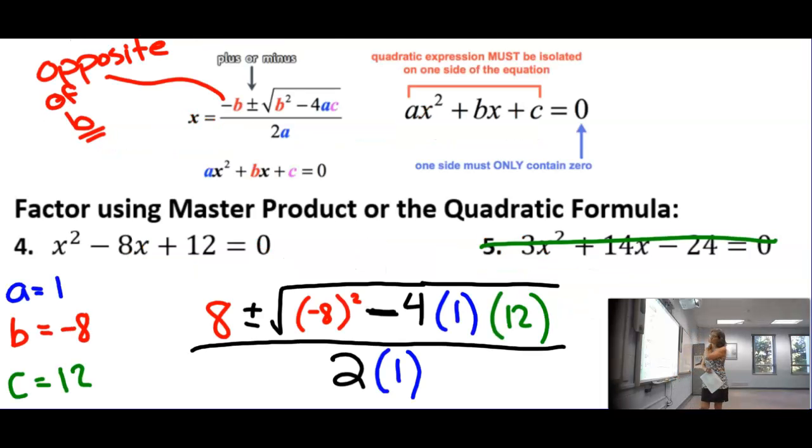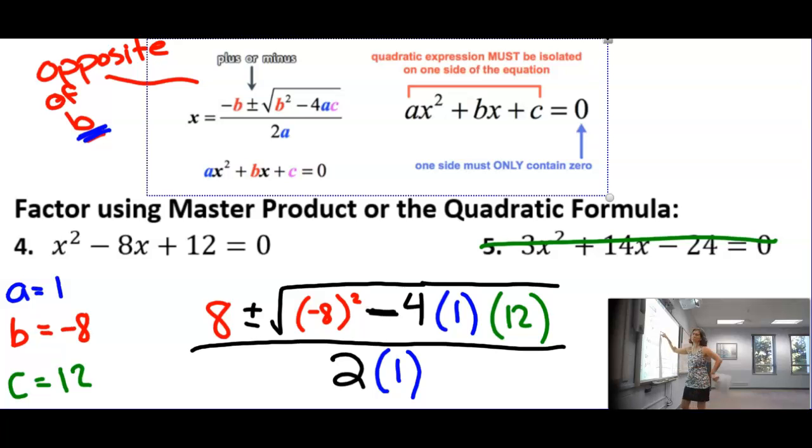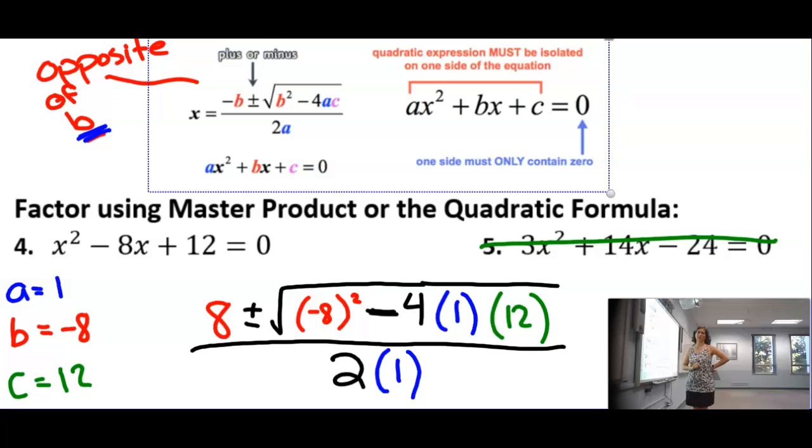Okay? We always say this as opposite of B. This right here is the opposite of B. That's important. It's also important that you know that this sign here means plus or minus. It means that I'm going to find the addition of this problem and the subtraction of this problem. So I'm going to separate the things out.